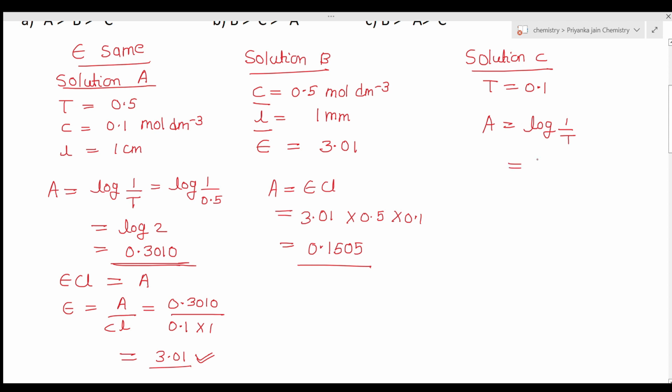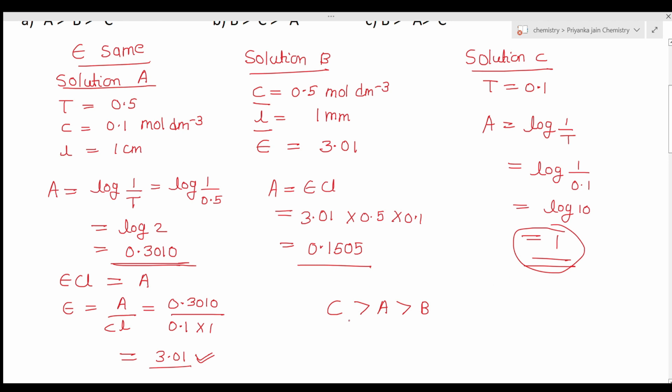So it will be equal to logarithm of 1 upon 0.1. It means logarithm of 10. So this value will be equal to 1. Okay, now we know the three values. So what we can say, this value is the highest one. It means C will have the highest value, then A, and then B. This will be the order.